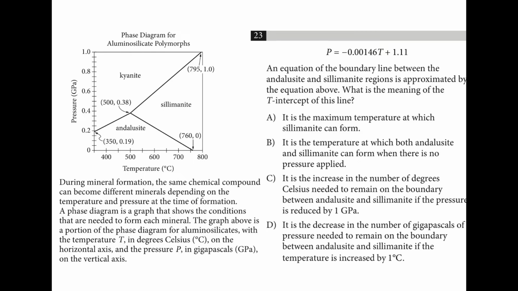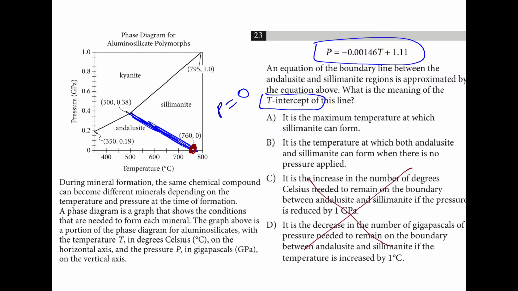So we're looking at this phase diagram where at different temperatures and different pressures we have different minerals forming. This equation is of the boundary line between these two regions. So if you think about x and y intercepts, the x-intercept is when y is 0, and the y-intercept is when x is 0. So the t-intercept is when p is equal to 0. So that's actually going to be this point over here.